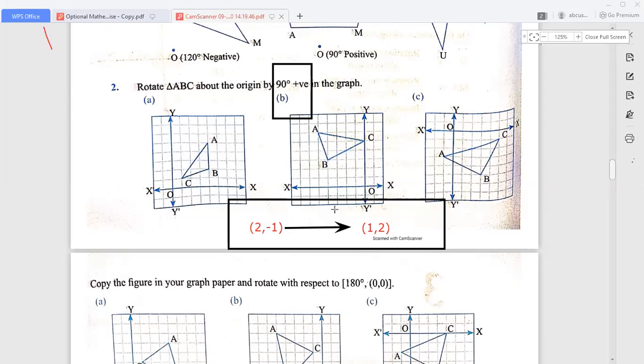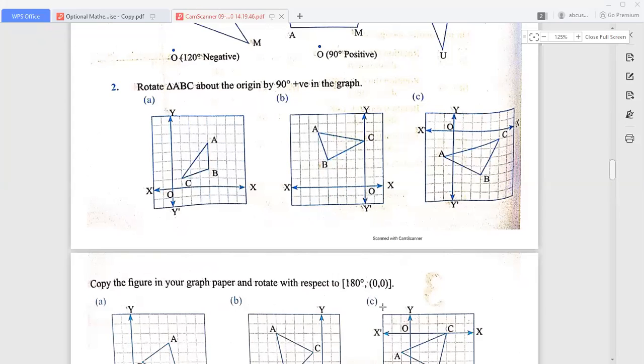For the 90-degree anti-clockwise direction rule, first we take the y component just by changing the sign, and then we take the x component as it is. The y component here is -1, so we change the sign and write it first, and then write this 2 as it is.